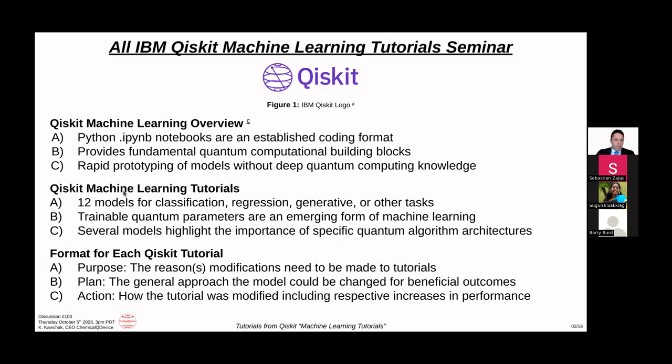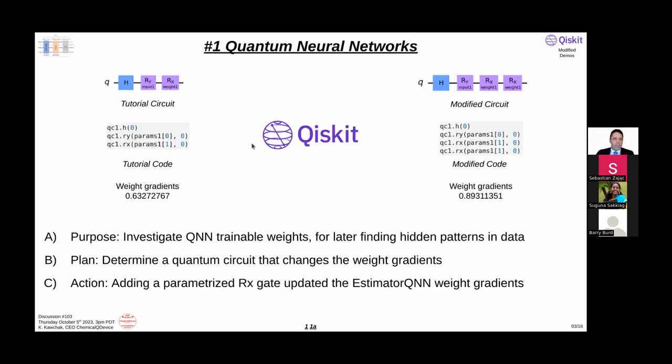And I put this in the format of purpose, plan, and action. So the purpose being the reason modifications need to be made, the plan, going down this funnel, the general approach, what that could be changed, and the action is the actual steps that I took, and the corresponding responses as well. So if you have any questions at any time, feel free to raise a hand.